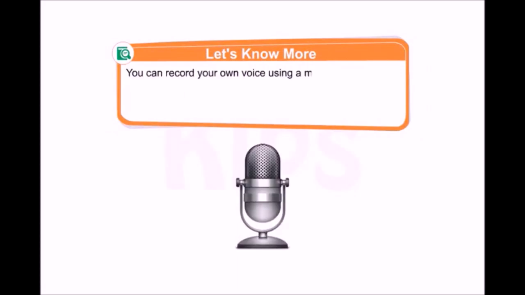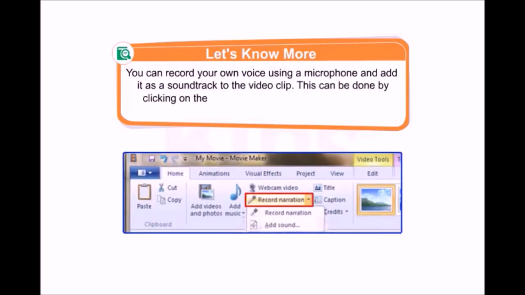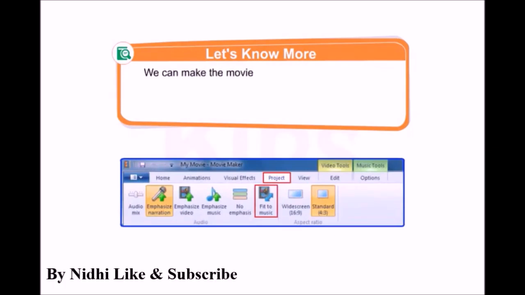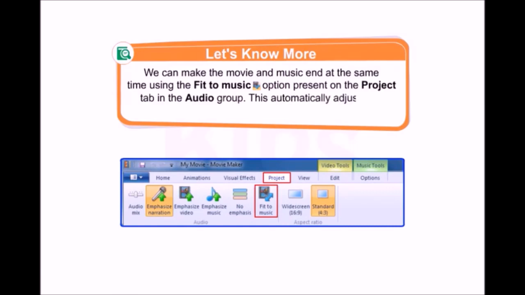Students note that you can record your own voice using a microphone and add it as a soundtrack to the video clip. This can be done by clicking on the Record Narration button present on the Home tab in the Add group. Students note that we can make the movie and music end at the same time using the Fit to Music option present on the Project tab in the Audio group. This automatically adjusts the duration of videos and photos.